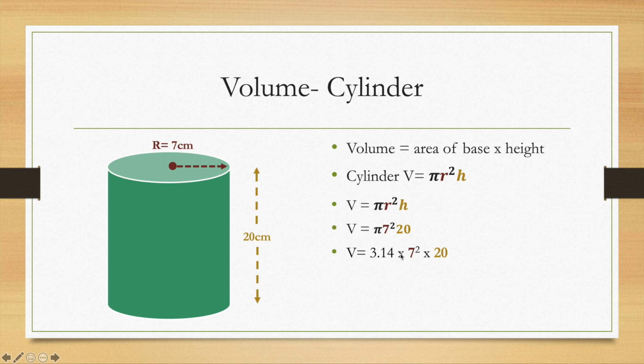So we've got pi times 7 squared, which is the radius squared, times the height, which is 20. Using BEDMAS, the first thing we would do in this formula, using order of operations, is the exponent. So 7 to the power of 2 is like saying 7 times 7. It's times itself that many times. So 3.14 times 49 times 20. Put that into the calculator, and our answer is 3,077.20 centimeters cubed.